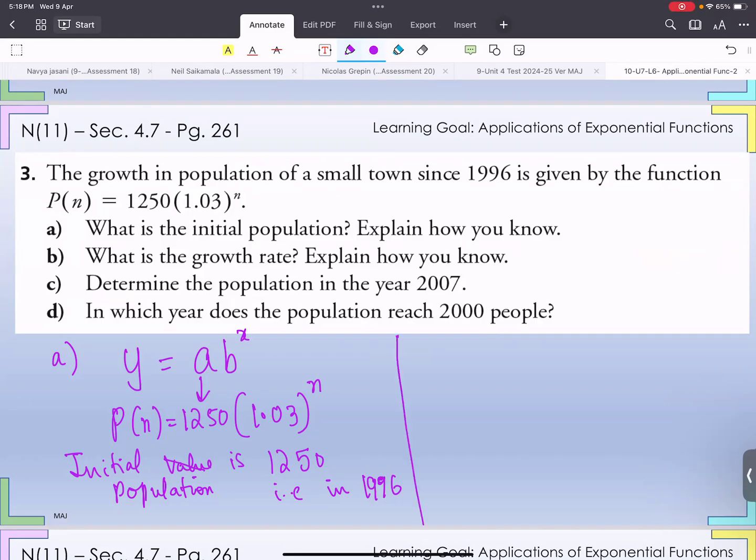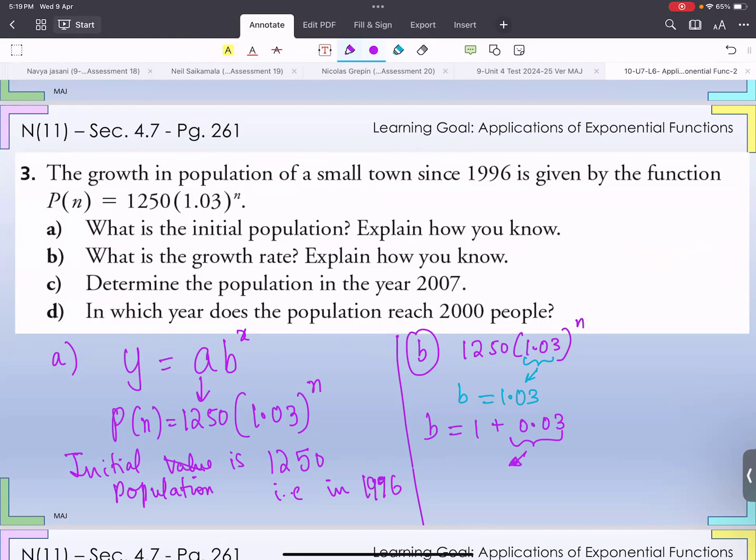Right. For the second part of the question, what is the growth rate? So we're going to use the growth rate as, so 1250 times 1.03 to the power of n, right? Your b value is your growth rate. So that is your b value, right? So b is 1.03, right? So that is 1 plus 0.03. Okay. So b gives you the growth rate, because it's growing, it's a number bigger than 1.